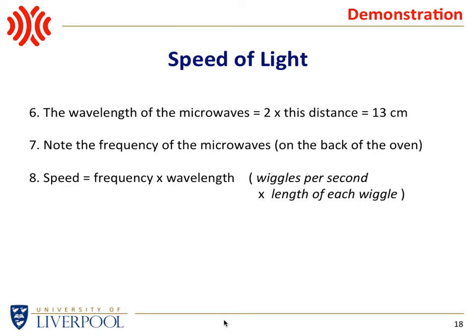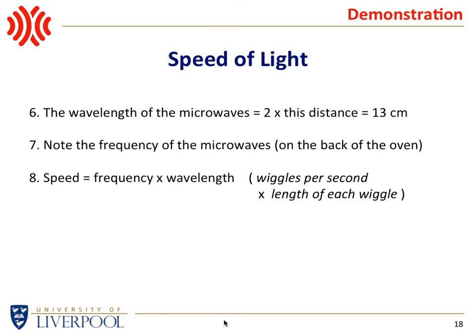Speed is given by frequency times wavelength. In other words, the size of the wiggle. If we have a wave traveling along, if we know the wavelength of the wiggle, and we know how many wiggles there are per second, then we know how far this wave traveled in 1 second. So it's literally just the size of the wiggle times the number of wiggles per second. So it's the wavelength times the frequency.